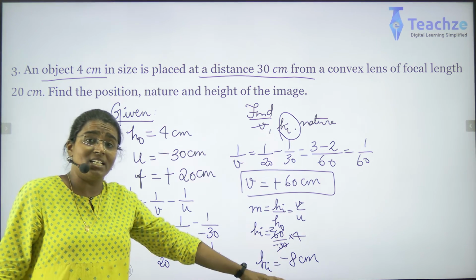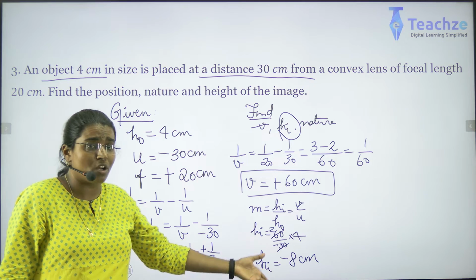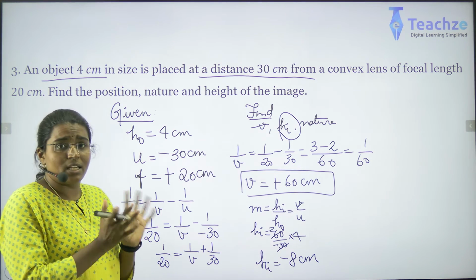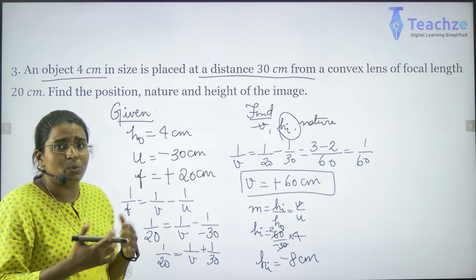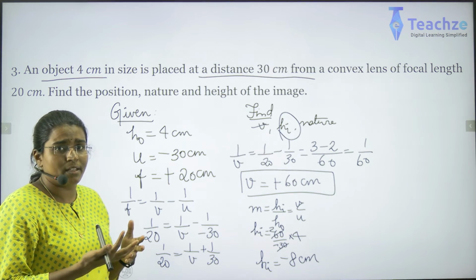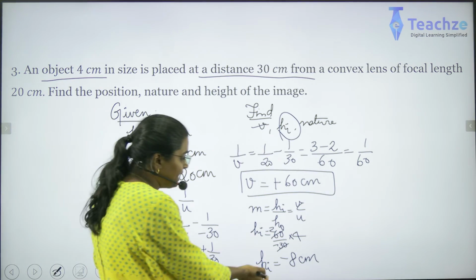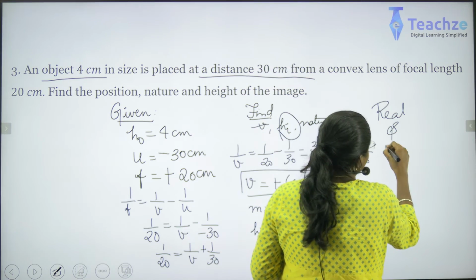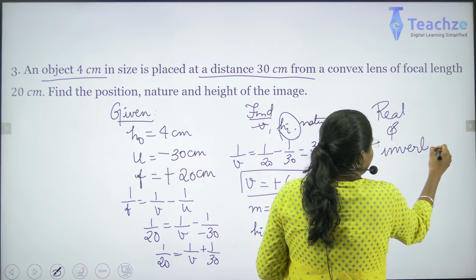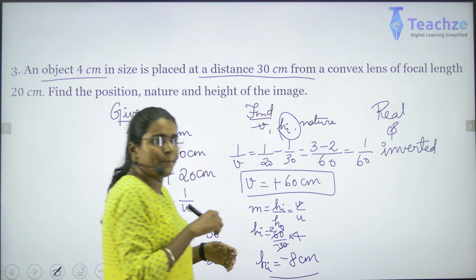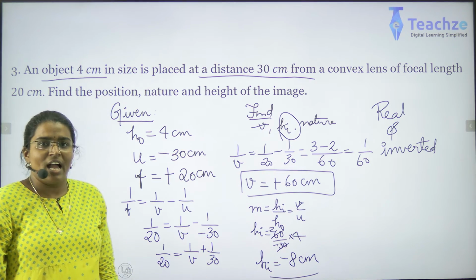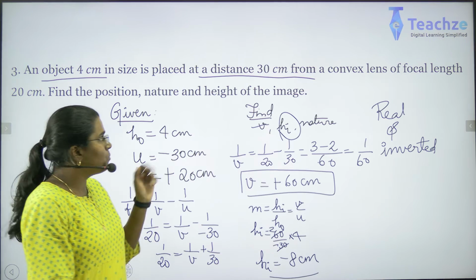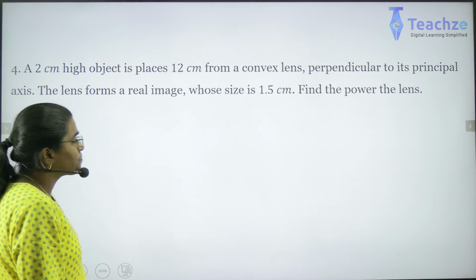So when you have minus in the height of the image, what is that indication? Is it a real inverted or virtual erect image? Yes, it is a real and inverted image. Now, the nature of image will be real and inverted. So I hope you're clear with this problem. We'll move on to the next one.